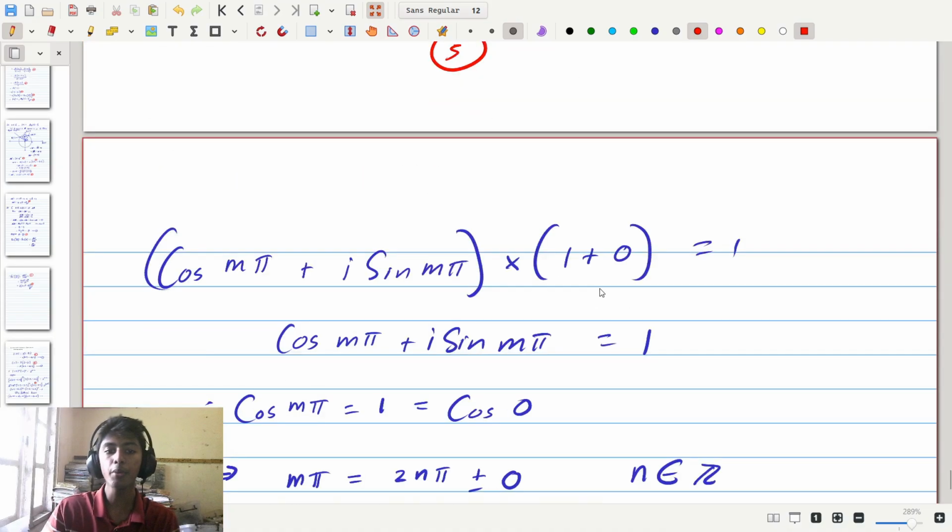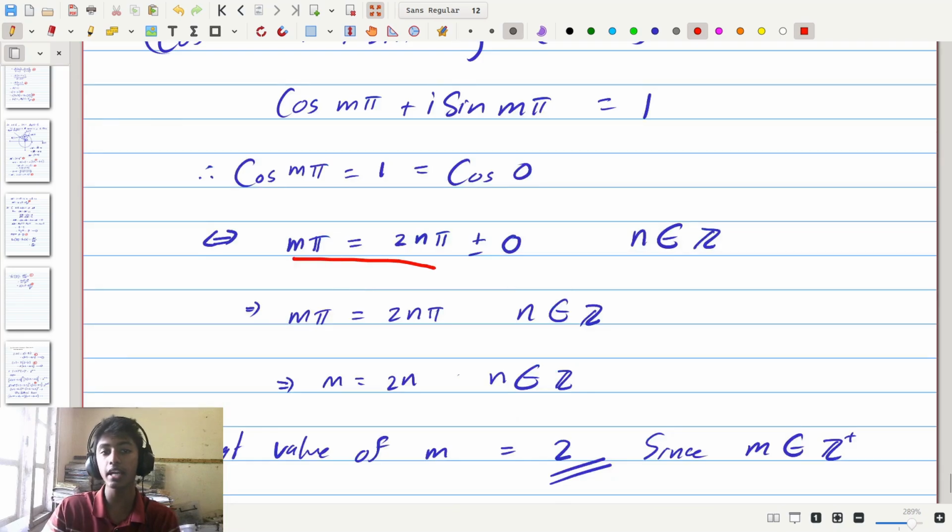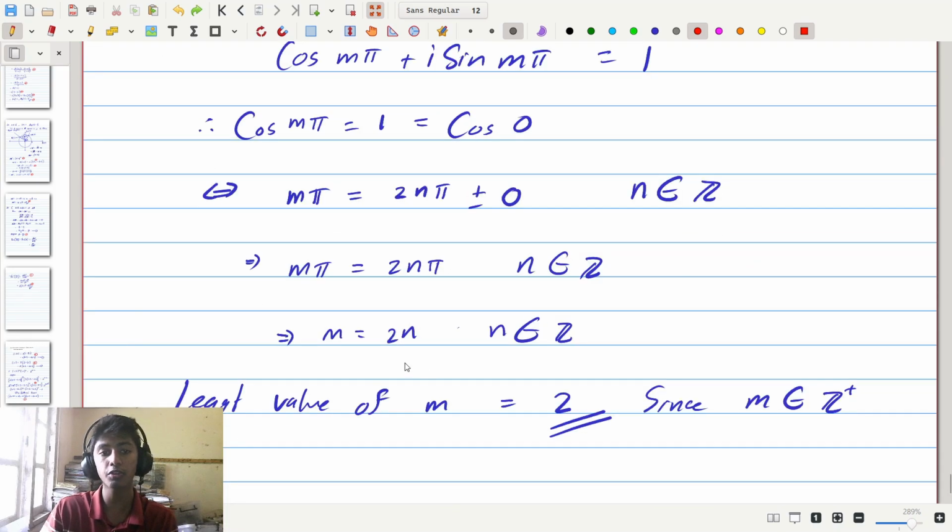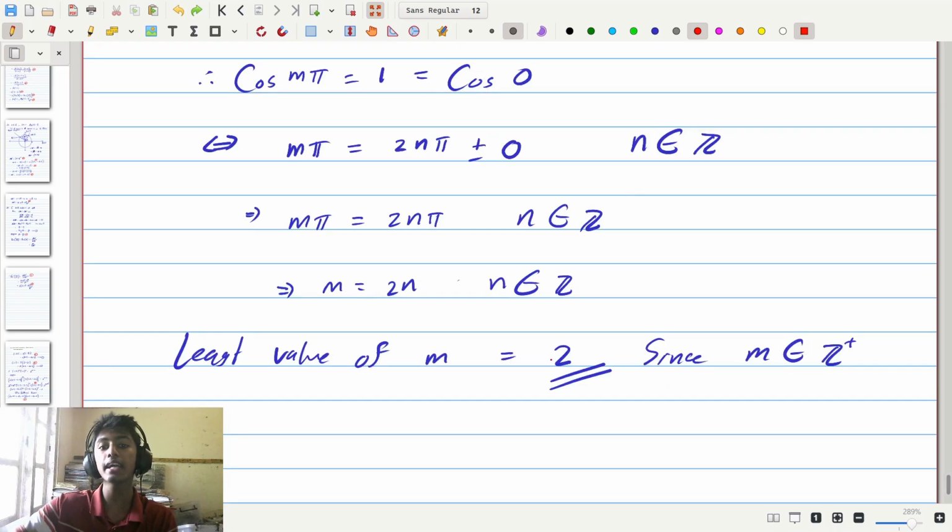And finally, when you simplify that down and you get the case that m pi is equal to 2n pi, where n is some element of the integers, which means that m is equal to 2n, where n is some element of the integers, and you finally get that the least value of m is equal to 2, since m is a positive integer and not just any integer, you get another 5 marks. So that's going to be all for that question.